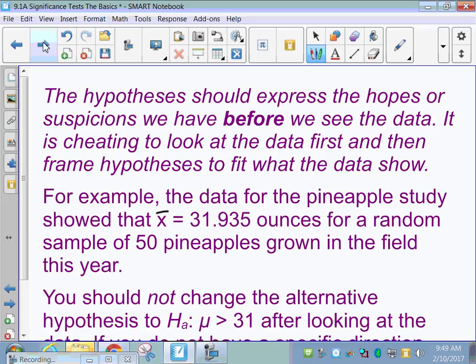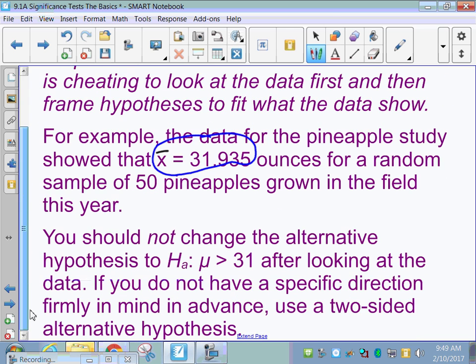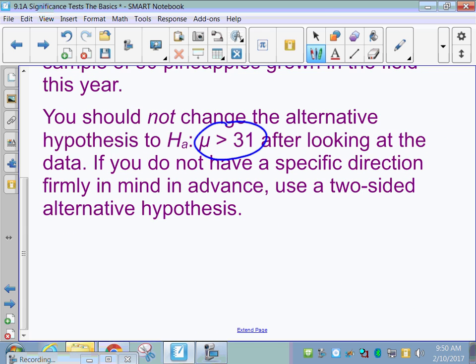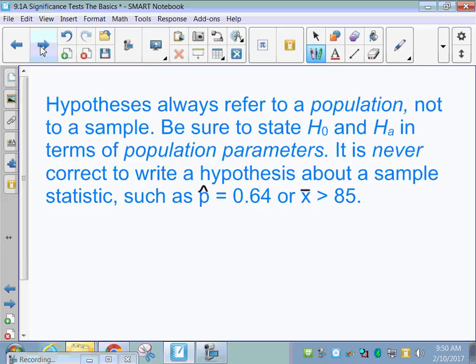So some side notes. The hypothesis should express the hopes or suspicions we have before we see the data. So it's cheating to look at the data and then form your alternate hypothesis, obviously. So let's say we went ahead and did the study and we got almost 32 ounces for the 50 pineapples. You cannot go back and change your alternative hypothesis. Oh, now that I know, I'm going to go with greater than. All right? Don't do that. So you have to do it based on what the problem says, and if they don't give you a clear direction, just say not that number.